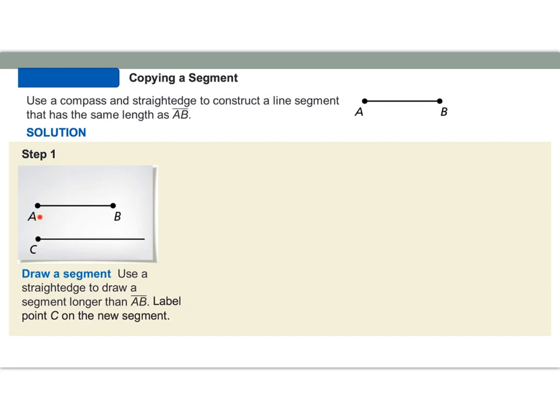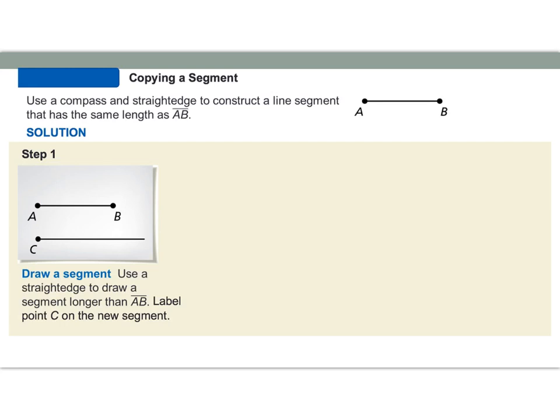And you can see that we have done this down here. So we're going to start a segment. Now typically I will start my segment right below and have it even with A in this case, and we want it to be longer than AB. And we're going to label that starting point C in this case.